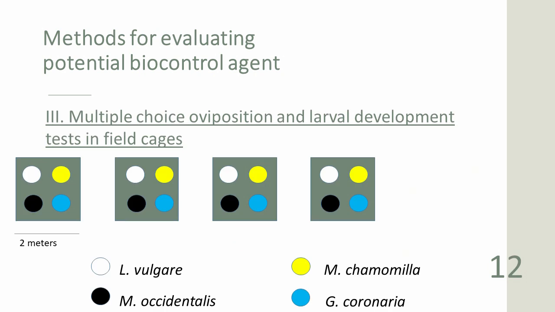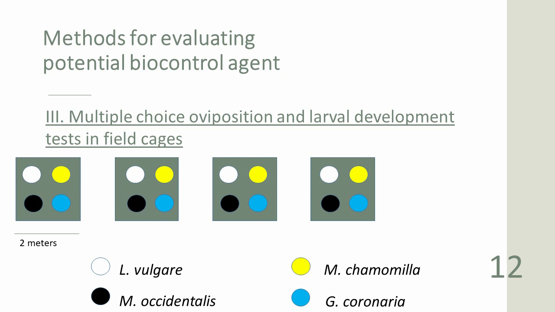The next is the multiple-choice oviposition and larval development test in a field cage. 4 species were used in this experiment. The species were chosen based on the second experiment results, and some of them are native to North America, which is Matricaria occidentalis, and commercially grown Matricaria chamomilla, and Coleoptera coronaria.